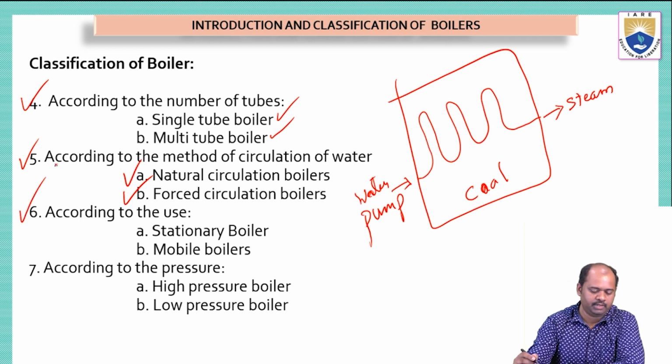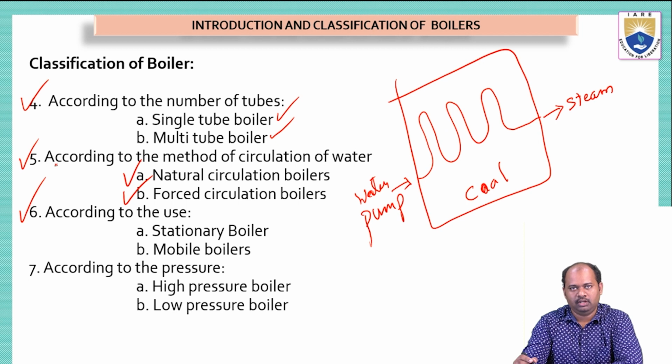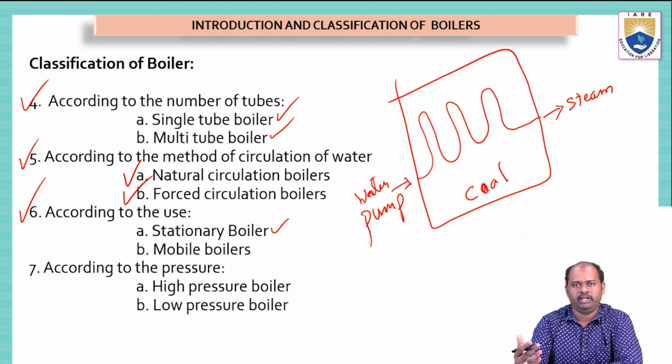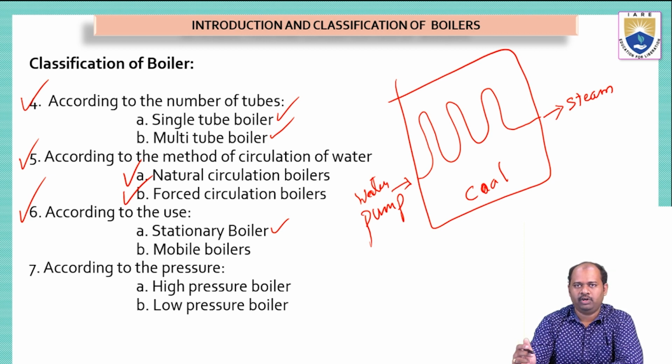Next, the sixth type, according to the use. Stationary boilers are there, and mobile boilers are there. Stationary boilers are boilers which are mounted or installed in a particular area or in an industry where they are not movable. They are stable and will be working at the same place only. Whereas mobile boilers can be moved from one place to another, like ready-made concrete mix trucks.